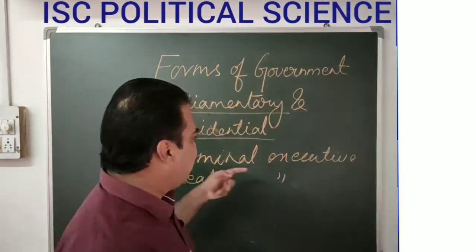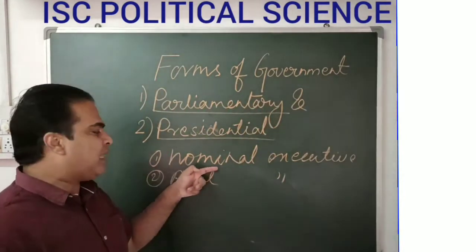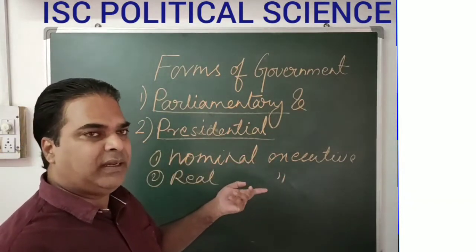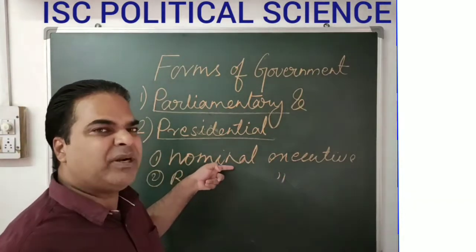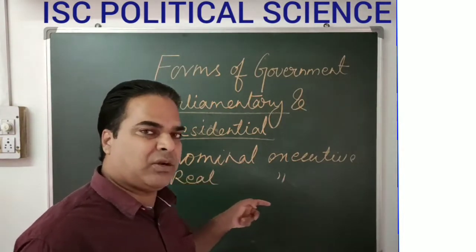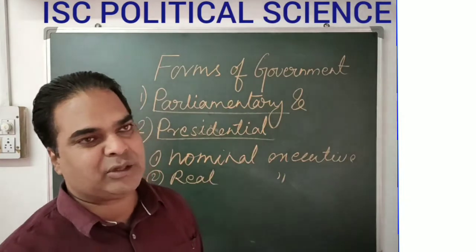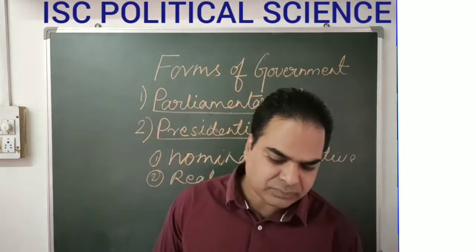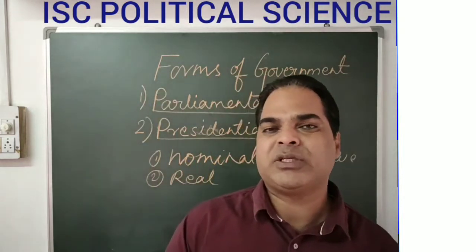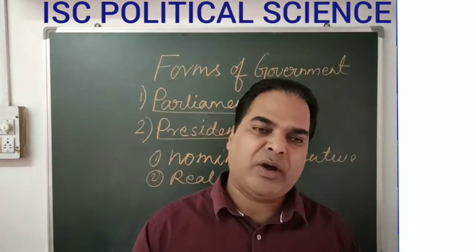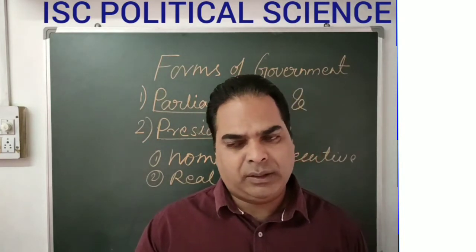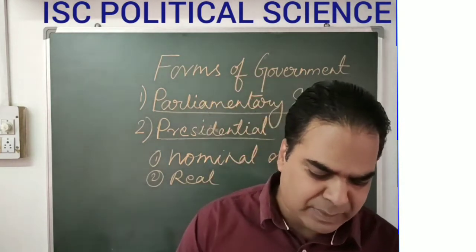The nominal executive in our country is the President, and the Prime Minister is the real executive in our country. In Britain, in the UK, the British monarch is the nominal executive, and the Prime Minister of Britain is the real executive of the United Kingdom. So let us discuss the important features of a parliamentary form of government, and side by side we will try to relate them with the United Kingdom's parliamentary features.